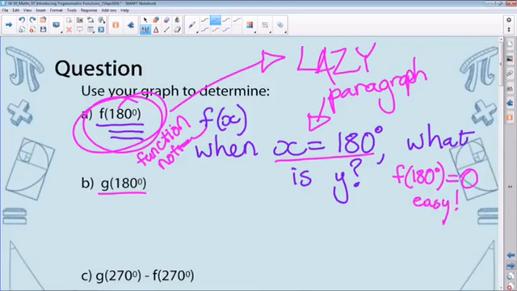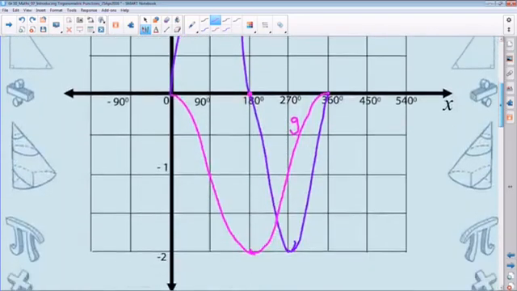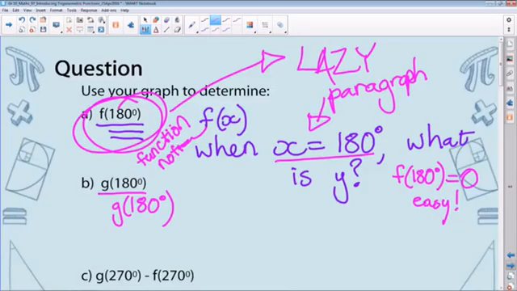Okay, the next one says, g of 180 degrees. And that means, what is the value of y when x equals 180 degrees on the G graph? Let's go back. And the G graph was the pink one. And we look over here. At 180 degrees, g is equal to, or y is equal to -2. So let's write that answer in. At g of 180 degrees, it has a value of -2.